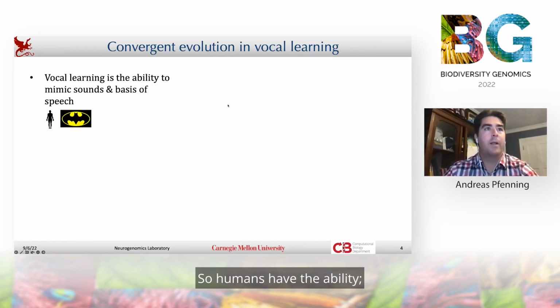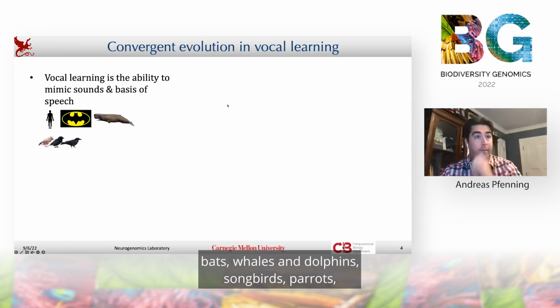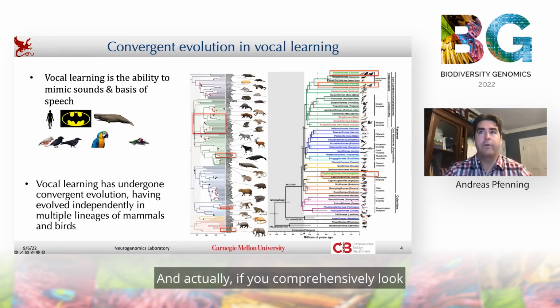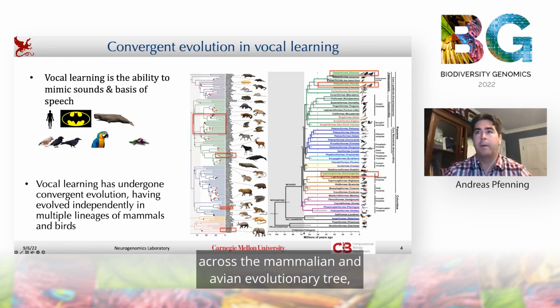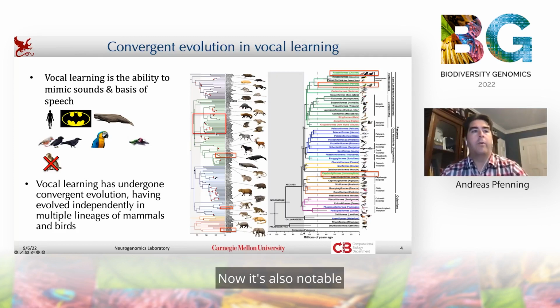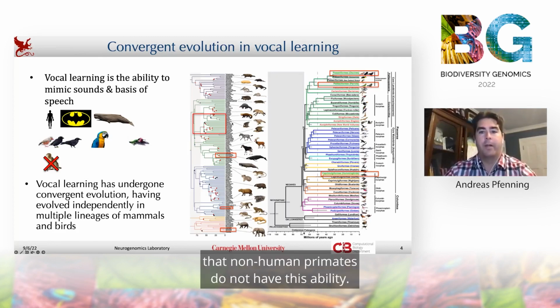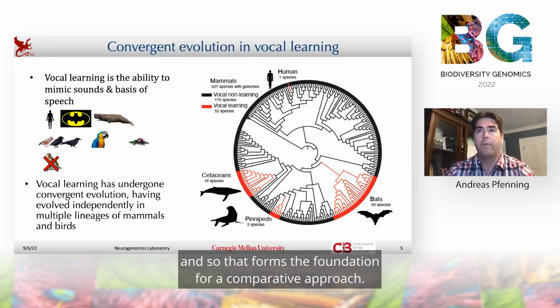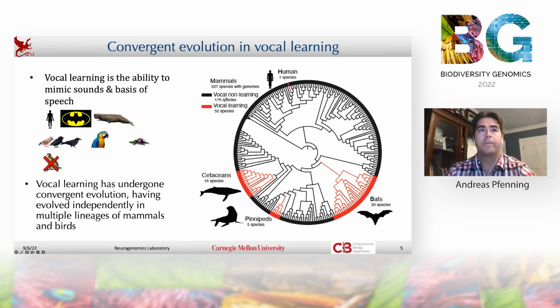So humans have the ability, bats, whales, and dolphins, songbirds, parrots, and even some hummingbirds have the ability too. And actually, if you comprehensively look across the mammalian and avian evolutionary tree, you'll see different instances of vocal learning evolution in these branches. Now, it's also notable that non-human primates do not have this ability. And so we have all of these species with vocal learning ability and without vocal learning ability. That forms the foundation for a comparative approach.